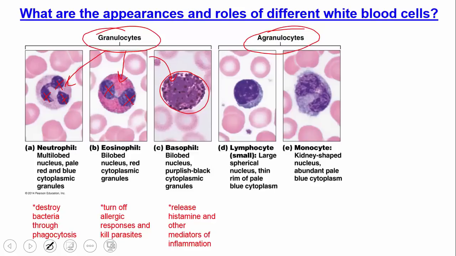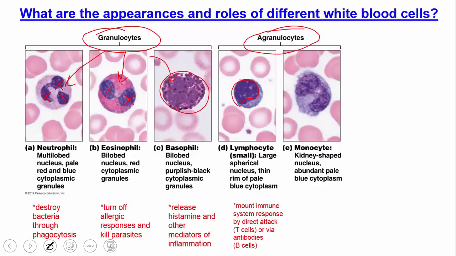Okay, let's turn our attention to the agranulocytes. The first one is the lymphocyte. And the lymphocyte has a very large spherical nucleus like this. It takes up almost the whole cell. That's how you know. And then what they're involved in is they help mount an immune system response. There's 2 different subcategories. There's T cells that have a direct attack, and then there's B cells that have a more indirect attack.